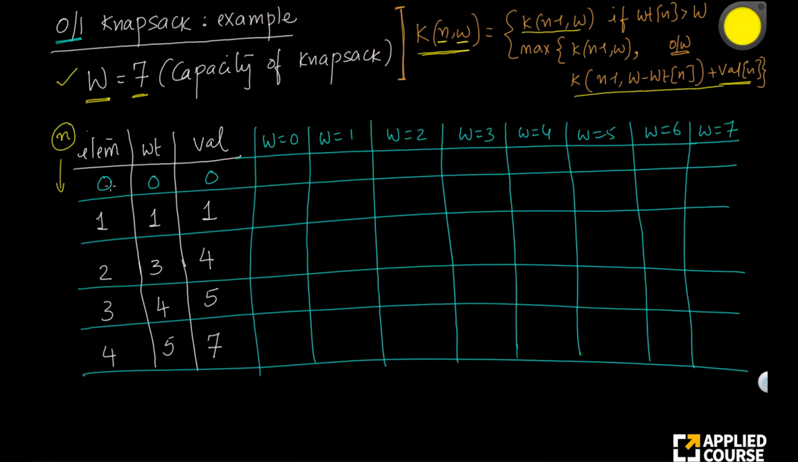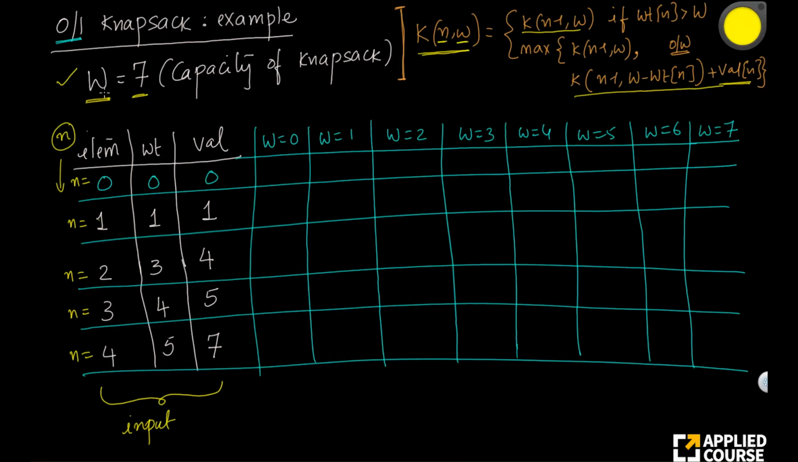Now the weight of the first item is 1 and the value of the first item is 1. The weight of the second item is 3 and the value of the item is 4. Then the weight of the third item and its value, and the weight of the fourth item and its value. If you want, I'll just write n equals 0, n equals 1, n equals 2, n equals 3, and n equals 4. So this is the data. This is what is given to us as input.